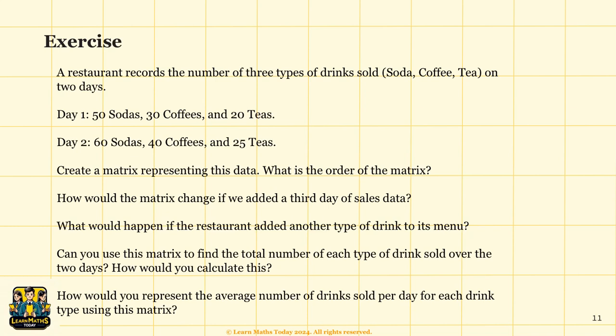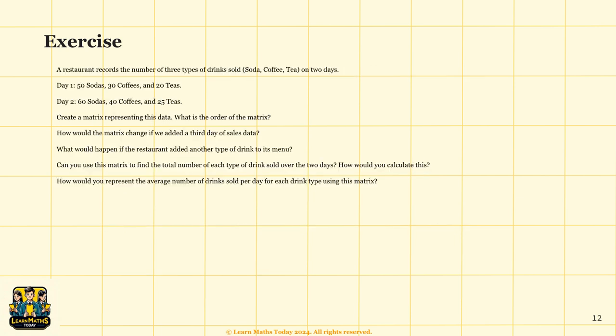Now spend some time to look at the following questions. This is a question on a restaurant and the number of drinks it sold. When you see a question like this, you first need to identify that this is a question on the matrix.